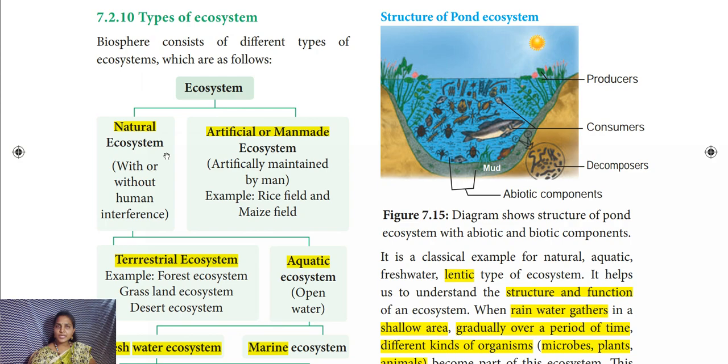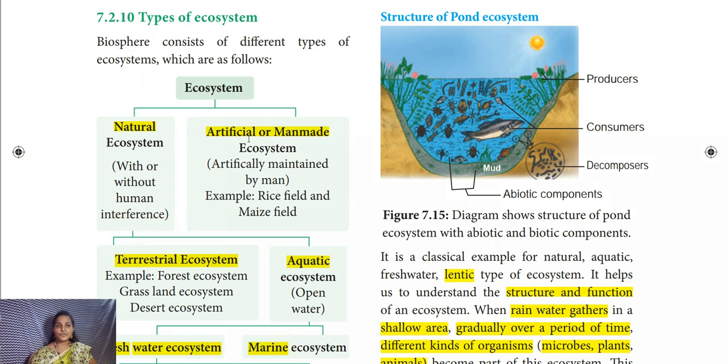So what is a natural ecosystem? That will be created by nature and may be under the control of human beings. Okay, so we have to maintain the ecosystem. So sometimes there may be an involvement of human beings to maintain this ecosystem. So that we are calling a natural ecosystem. So that is why it is mentioned here with or without human interference.